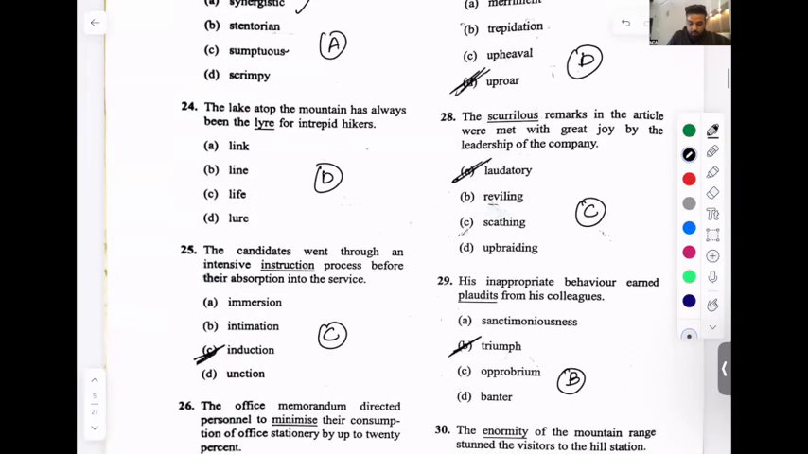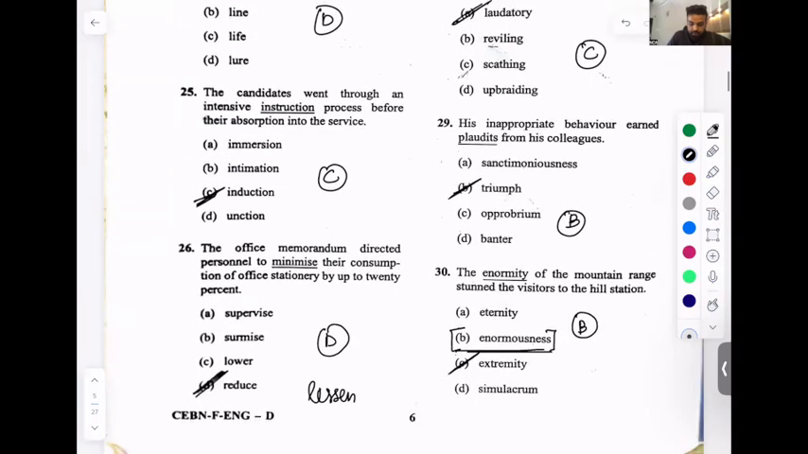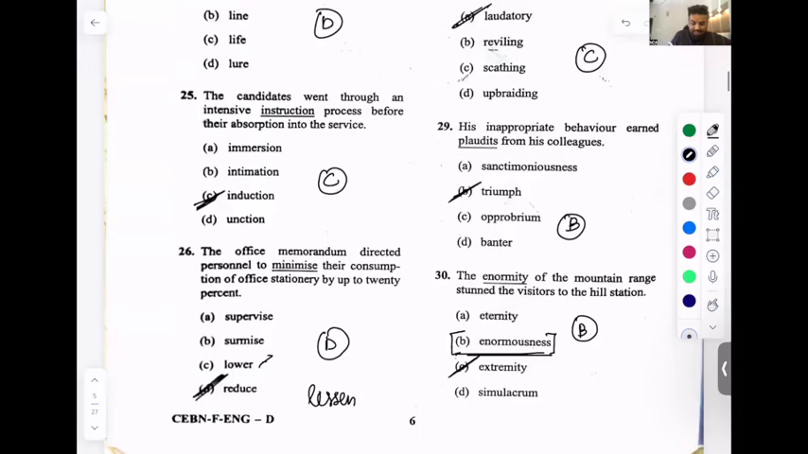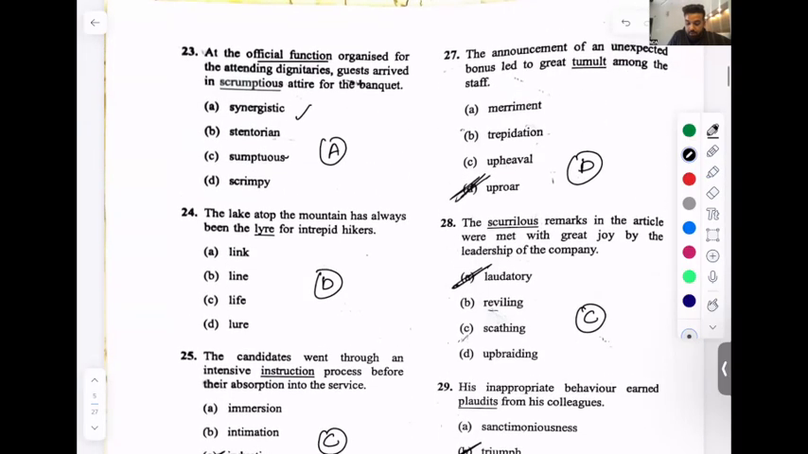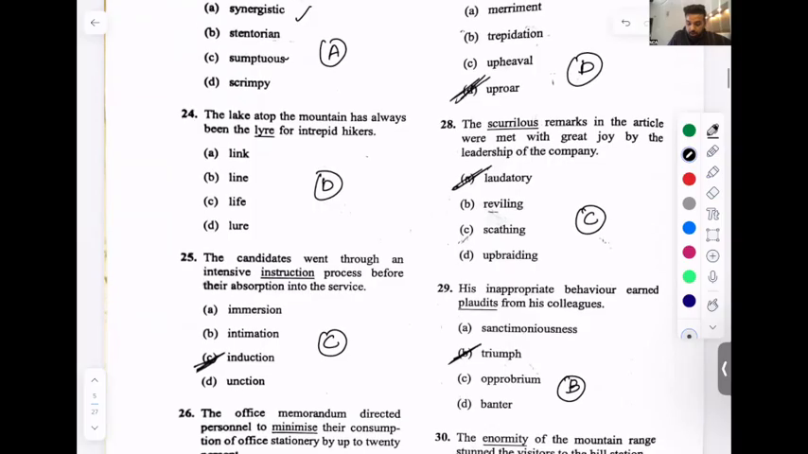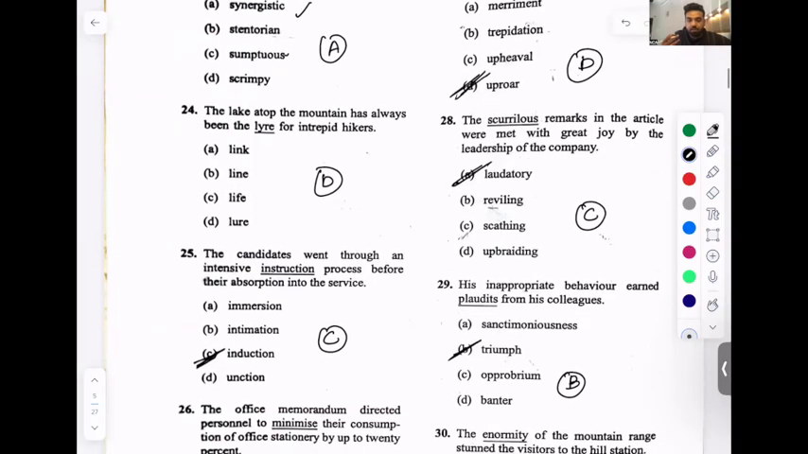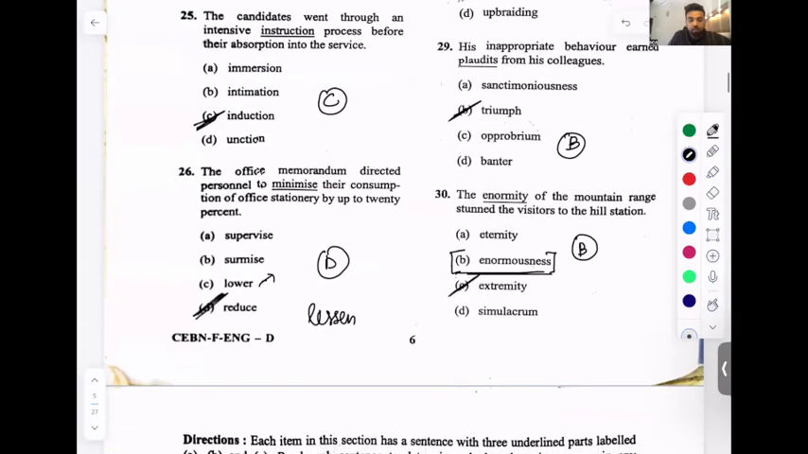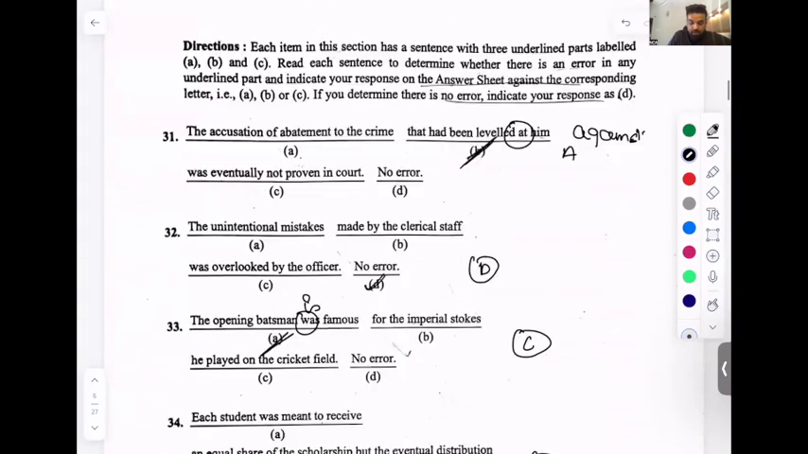24th Delta, 25th Charlie, 26th Delta. If it was not lower, if it was lesser, I would have chosen that, but here I've chosen this. 27 Delta, 28 Charlie. Scurrilous remarks mean something which is defaming, libelling. 29th would be Bravo, and 30th would be Bravo again, enormousness.